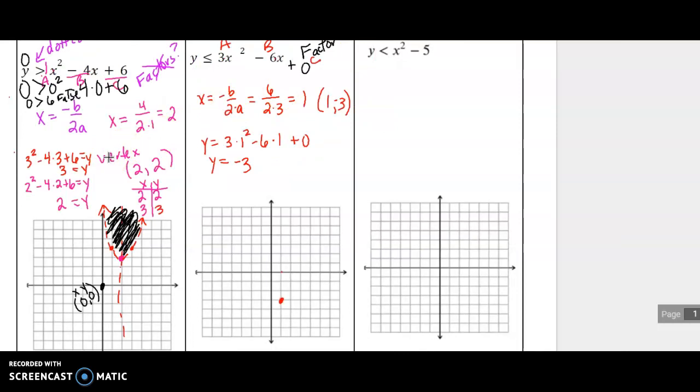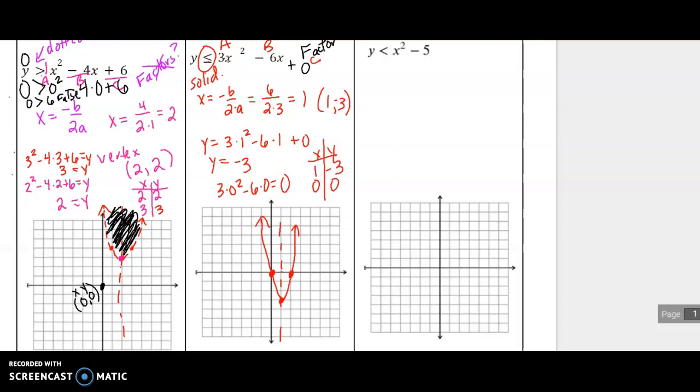And that's our vertex. I know that A is positive, so I know it's going to be opening up. And because we have the bar, it's going to be a solid line for our parabola. So I need to pick another point that's on our curve. So I have (1, -3). So I'm going to pick 0. So if we plug in 0, I get 0. So (0, 0) is on our curve. Okay? Using symmetry, I also know this point, and it's going to be a solid line.